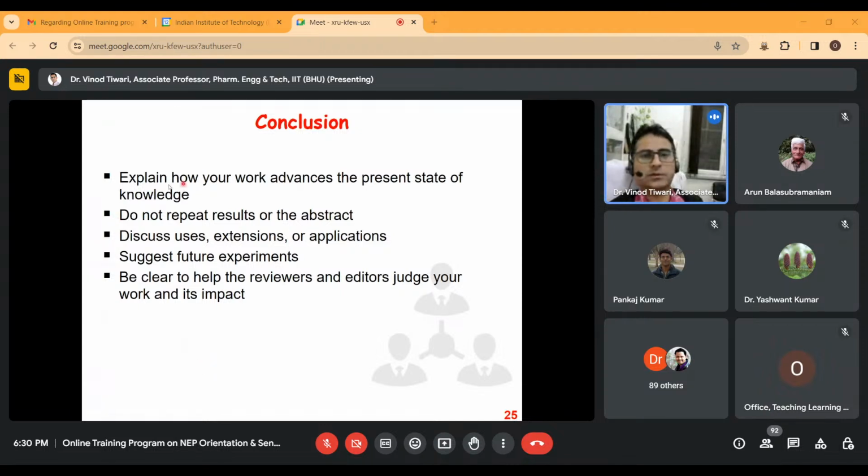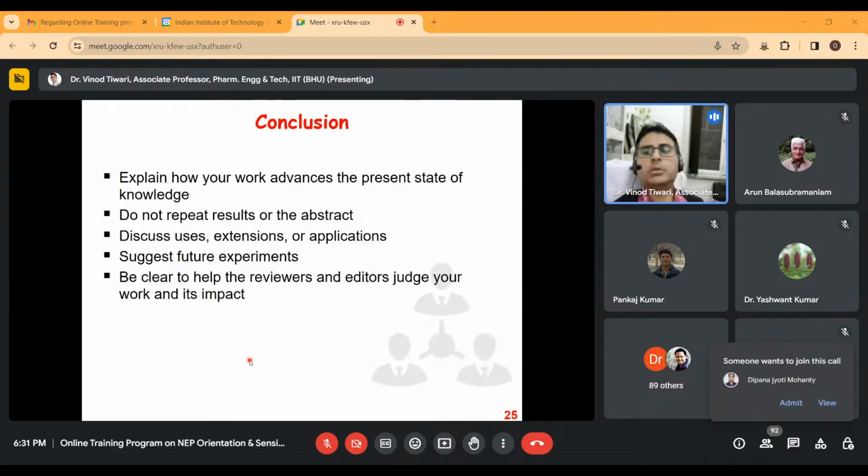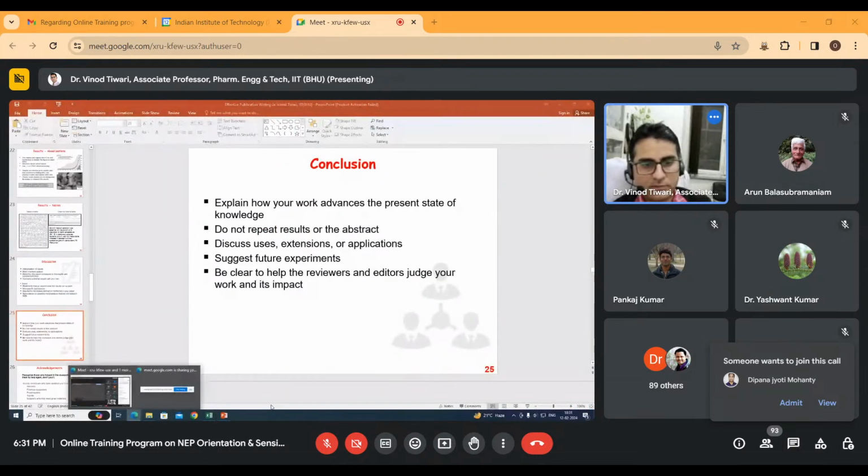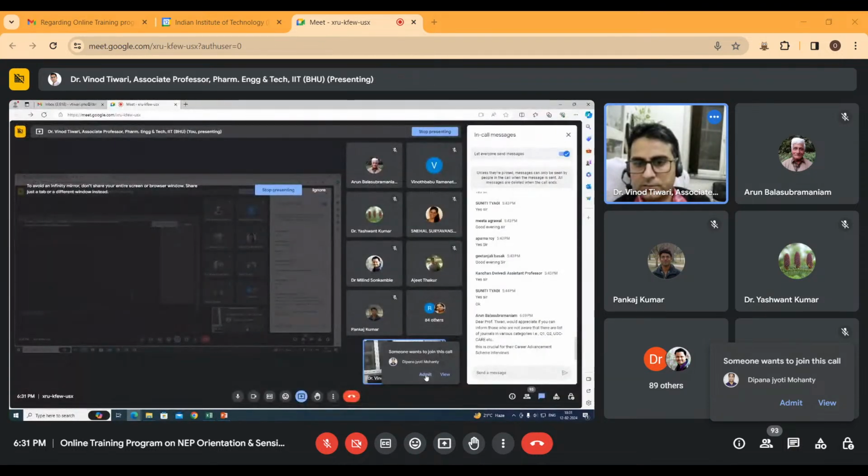And here you can discuss uses of that particular technology or particular drugs which you have identified and discovered, or you can also discuss the extension of that particular discovery, how it can be extended or applied, or other applications of that discovery, how it can be utilized in the future. And you can also suggest certain future experiments in the conclusion part. And be very, very clear, so that it can help the reviewers and editors to judge your work and its impact.